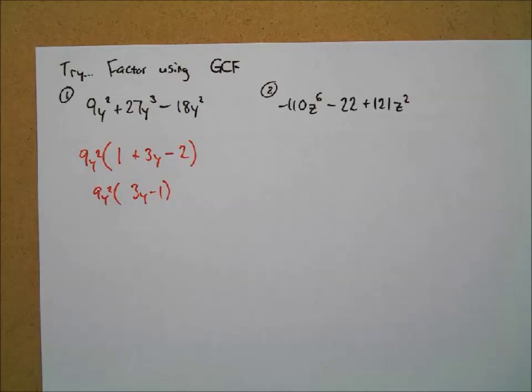Okay? Questions on that, number 1? How about a volunteer then for number 2? How about a volunteer for number 2? What's the largest thing we can divide all 3 of those by?